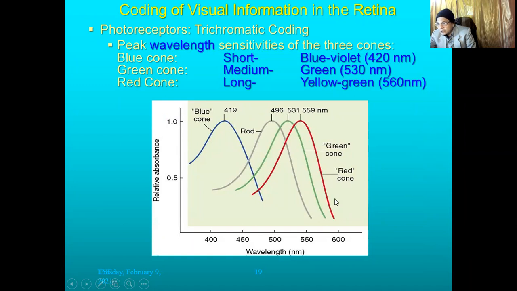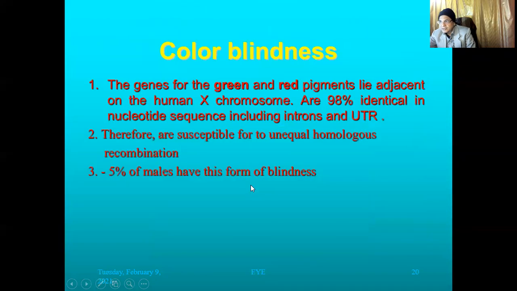And the rod, this one is the red cone, this is the green cone, and this is the blue cone. So the cone has three colors, that is RBG, this is R, this is B, this is G, and these are the rods and cones. The rod is sensitive at 496, while the cones are sensitive at 559, 531, and 419 nanometer. So these are the structures which give the information regarding the case.